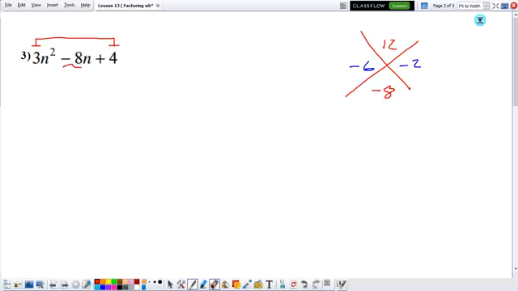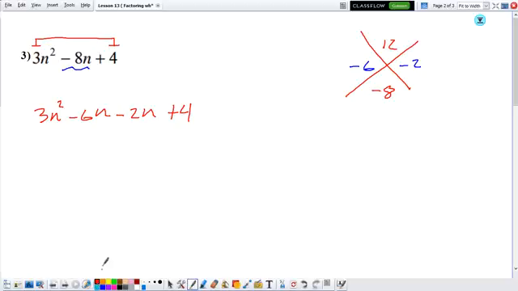So now, let's rewrite the middle term. In this case, it's -8n. Let's rewrite the middle term using the two numbers that we found using the regular x method. So let's rewrite the equation. So I'm going to have 3n squared, and instead of writing -8n, I'm going to write -6n minus 2n plus 4. Okay. Now that I have it in four terms, we're going to do factor by grouping.